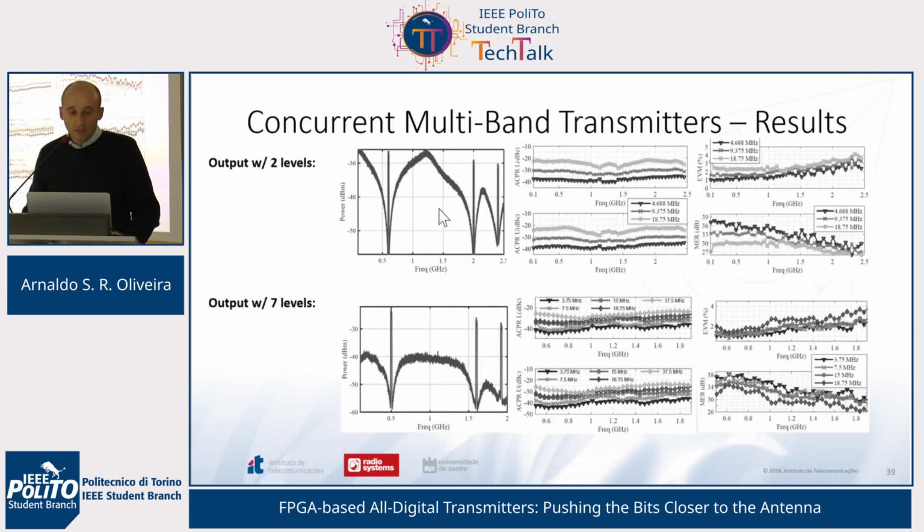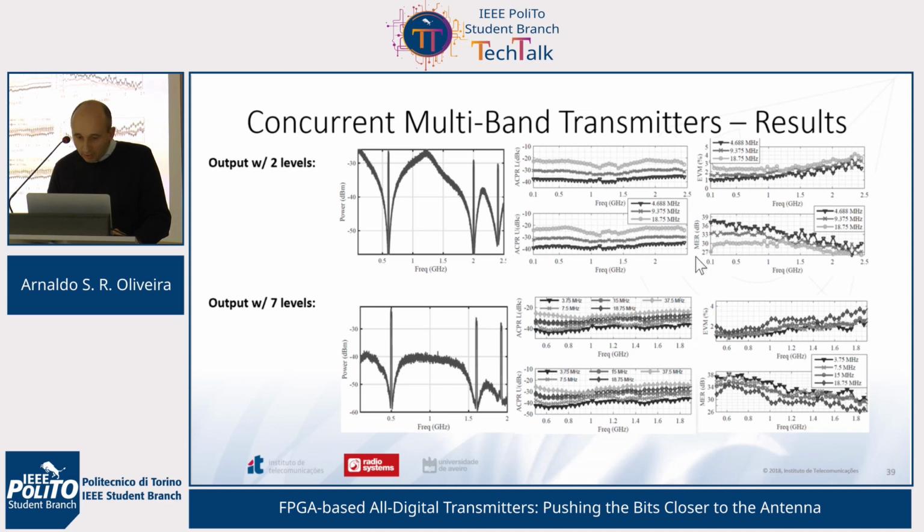These are the results with a two-level output, which means using just one digital output, and also results with 7 levels. So if we combine several digital outputs, we will have a multi-level representation of our signal, and in both cases we see that we have 3 notches. We are able to transmit 3 signals simultaneously, but when we use more outputs, the quantization noise lowers considerably, and the results become better.